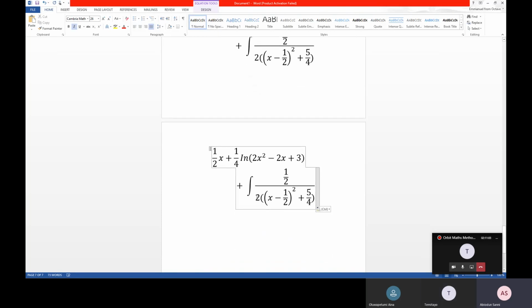So if this 2 is going to come out, this 1/2 is going to come out too. This 2, 1/2. Yes, it's not going to cancel. This is like 1/2. The one coefficient is like 1/2 at the denominator. So 1/2 times 1/2, that's 1/4.